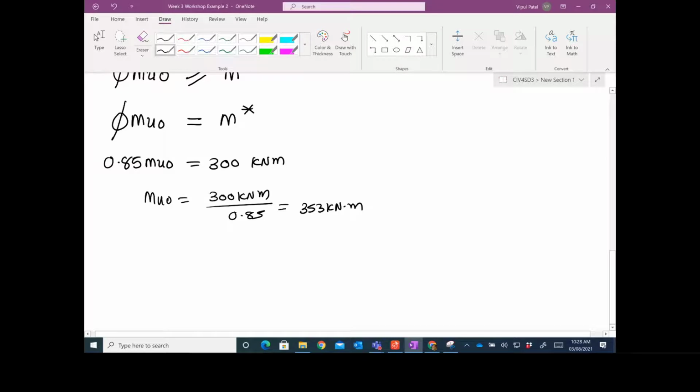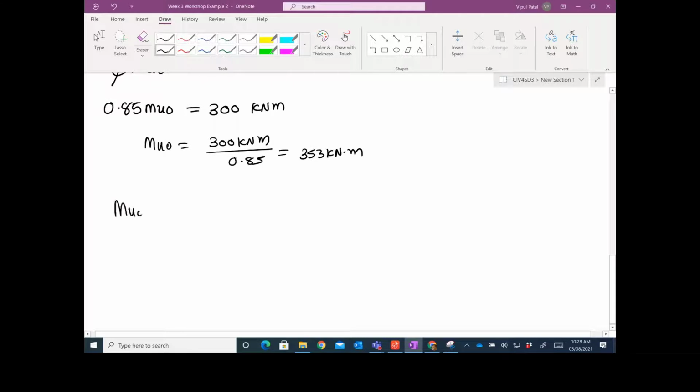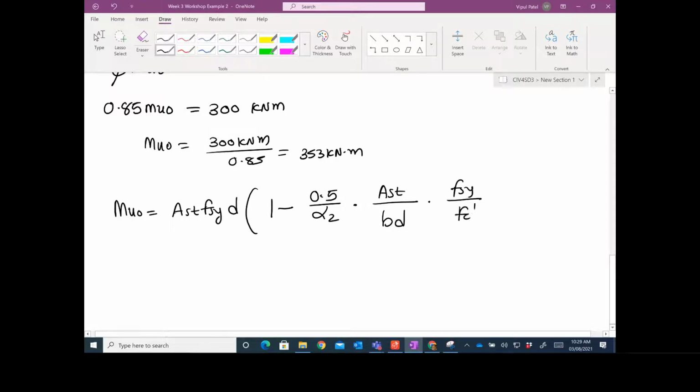Now once you get the MUO, we have a quadratic equation. If you remember that quadratic equation, so MUO, let's use the quadratic equation: AST FSY d times 1 minus 0.5 alpha 2 times AST. I have a video which is going to explain how to derive it. It's not important, but if you need more knowledge, you can use this video.